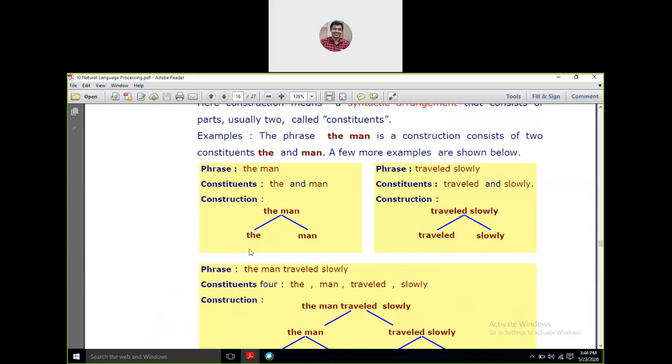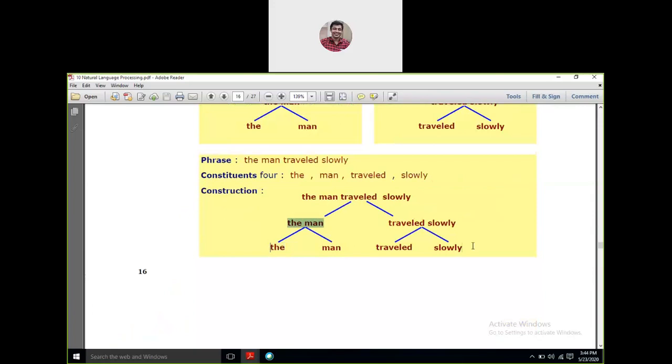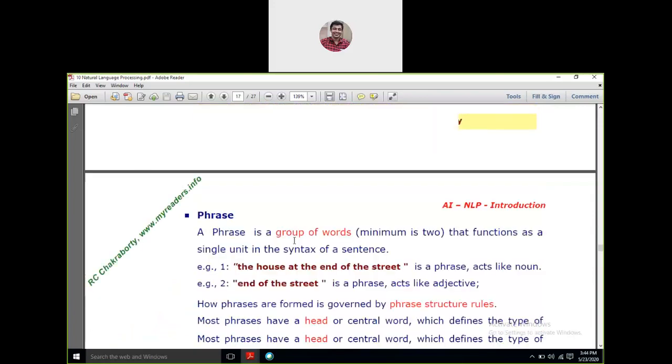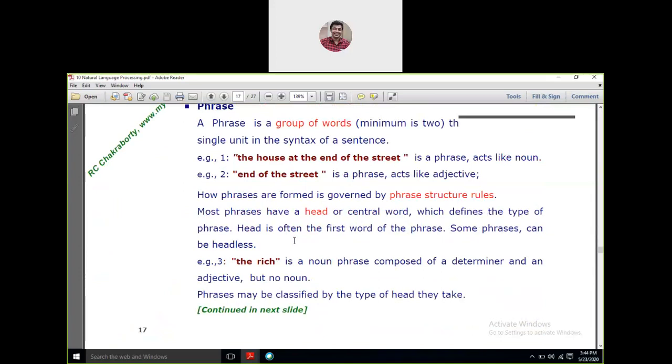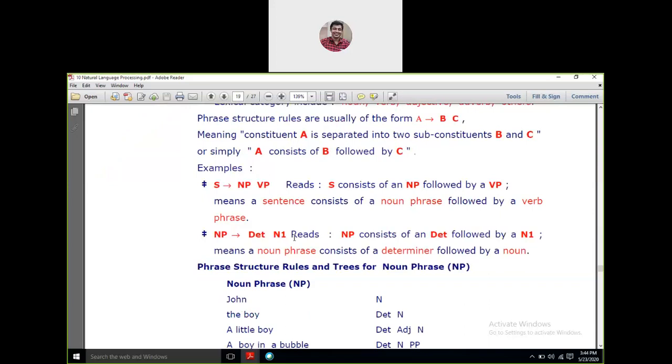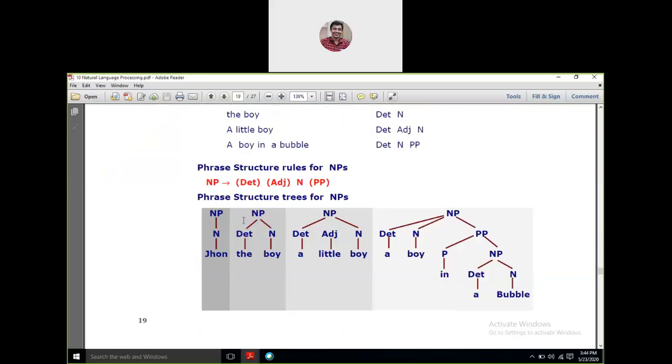So you can see these things out here, like the man traveled slowly, and you break it down to the lowest level of lexicons. There are two parsers that are available. You do have the parsers here, and the parsing that has been done.